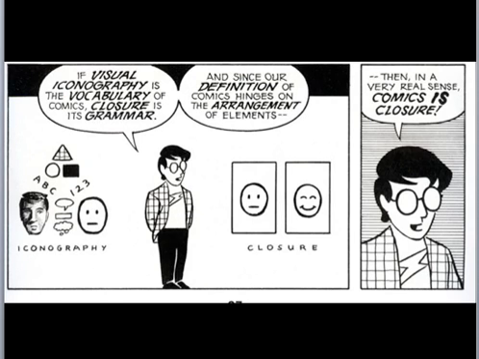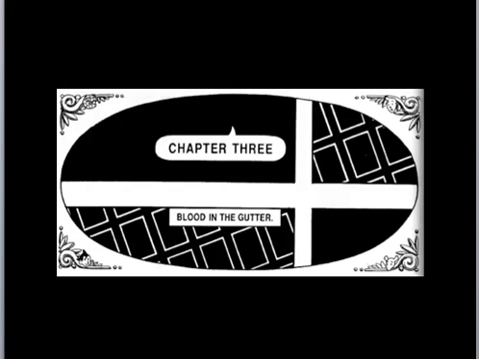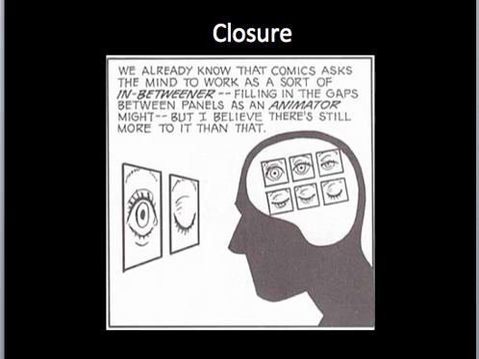So if visual iconography is the vocabulary of comics, closure is its grammar. And since our definition of comics hinges on the arrangement of elements, then in a very real sense, comics is closure. And we're going to go over closure a little bit. In one of his chapters, it's called Blood in the Gutter, and of course we know what gutters are. So closure. We already know that comics ask the mind to work as a sort of in-betweener, filling in the gaps between panels as the animator might. But he argues there is still more to it than that.